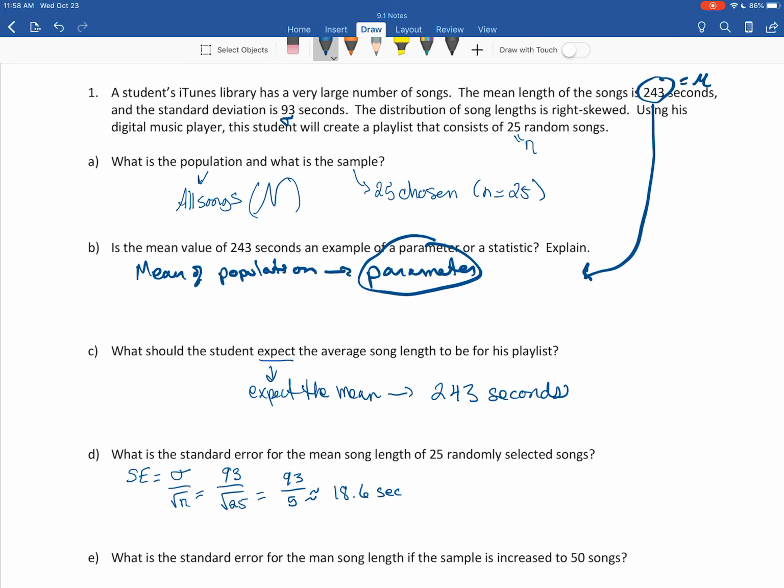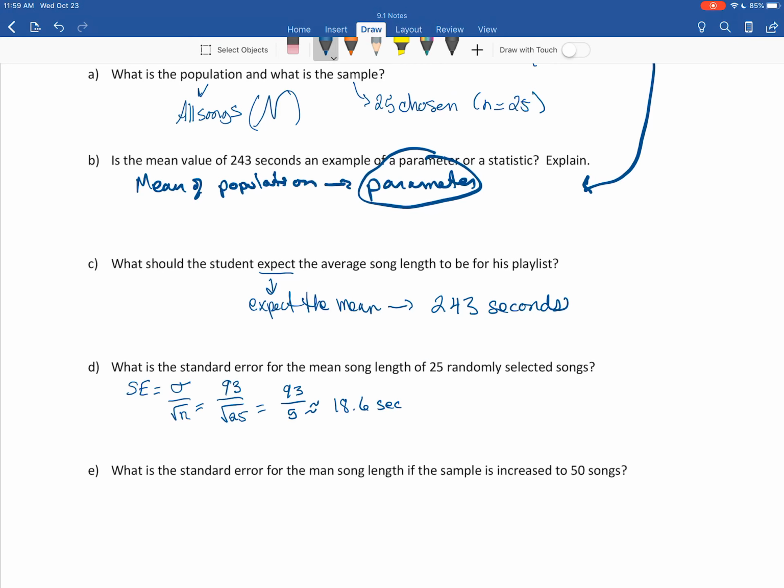So that's that plus or minus amount of the sample. So it's really brought it in quite a bit. The plus or minus amount for all of his songs was 93 seconds, plus or minus 93 from the 243 average. So there's a wide variety, right, of songs. He's got really, really long songs, some very, very short, very wide standard deviation. But if we take a sample of 25, we expect that standard error to get sucked in and get closer, bunched in around that mean by quite a lot more.